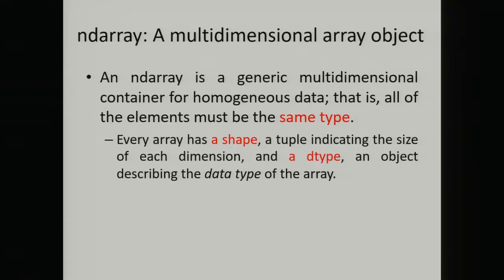A shape is basically a tuple indicating the size of each dimension, and dtype is an object that describes the data type of the array. Okay. So every ND array has two important attributes. One is the shape, which is the size of each dimension. And the second attribute is dtype, which describes the data type of the array, or the data type of the elements contained in the array.